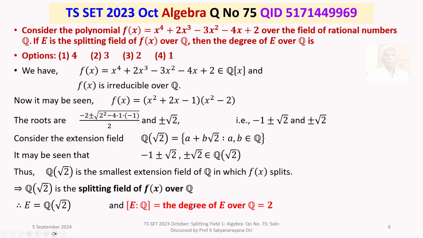So what is the degree? The degree is the dimension. The basis is 1 comma root 2. Therefore, the dimension is the number of elements in the basis, that is 2. So the degree of E over Q is 2. So where is the answer? The answer is appearing against option 3. Therefore, the answer to this question is option 3, and the answer is 2. So that is the detailed discussion of the solution of the given problem related to the splitting field of a given polynomial over Q.